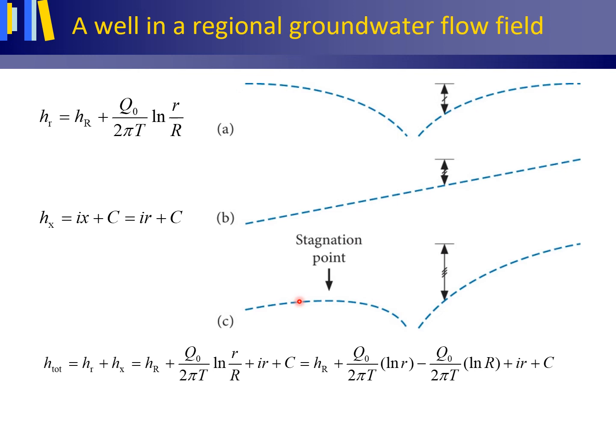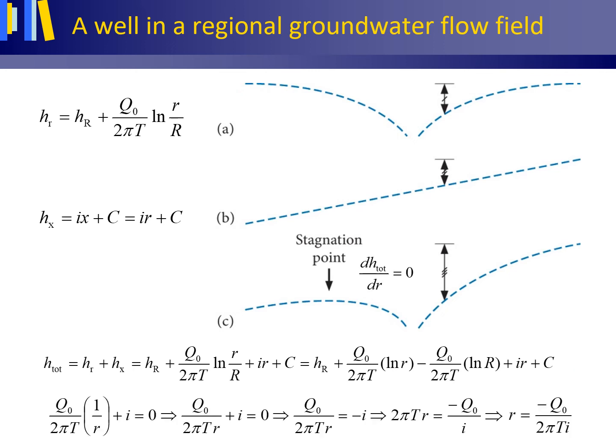Thus, graphically, as mentioned before, the hydraulic head H total in figure C is derived by adding together H small r of figure A and Hx of figure B. Mathematically, H total is the summation of H small r, the Dupuit equation, and the equation for Hx as shown here. So we get this equation. H total is the hydraulic head caused by pumping in a regional groundwater flow field in meters.